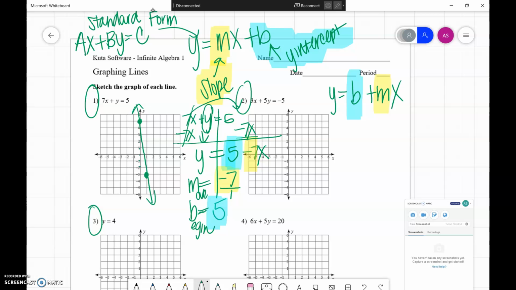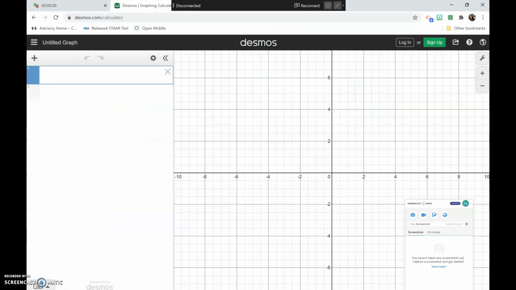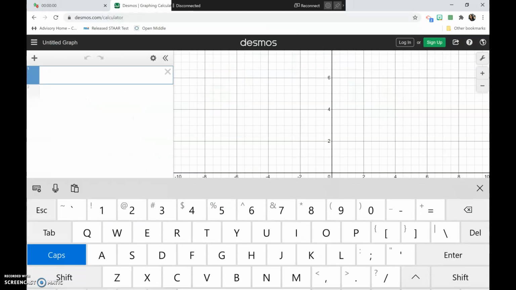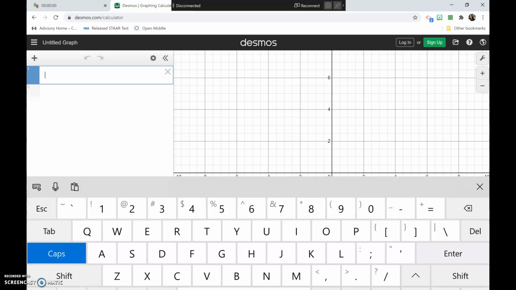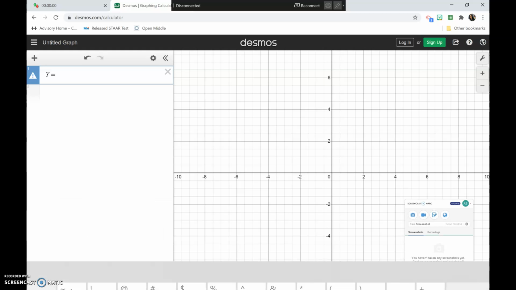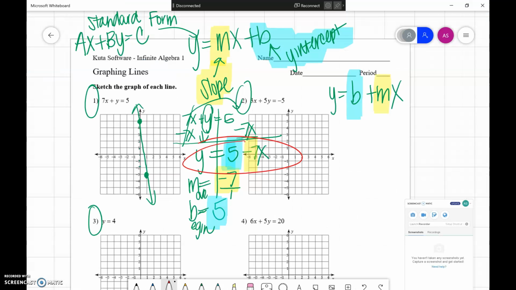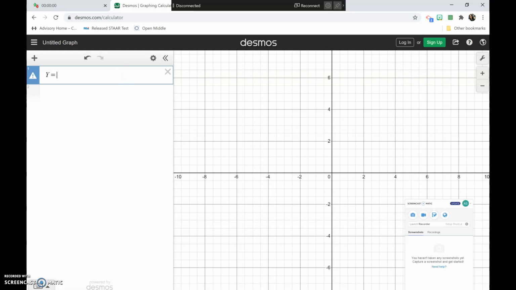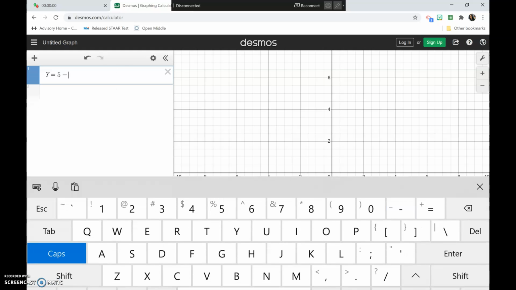Another thing you can do, once you have this solved out for y, is use Desmos. I know a lot of you don't really use Desmos, or if you have a TI-Nspire, you can do that too. But one thing you can do is just type in your equation. So y, what was it? I forgot what it was. Let me go back. So you have y equals 5 minus 7x, so I could just type in y equals 5 minus 7x.